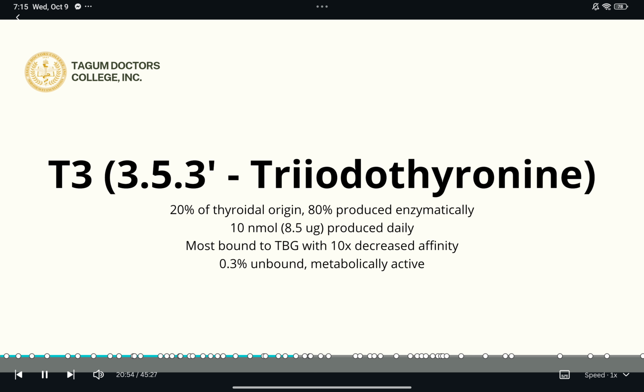Okay. Next we have our T3 or triiodothyronine. 20% is of thyroidal origin and 80% is produced enzymatically. So our T4 is 100% from the thyroid. However, T3, 80% or majority of it is produced enzymatically. About 8.5 micrograms is produced daily and most is bound to our globulin with 10 times decreased affinity. And only 0.3% is unbound and is metabolically active.